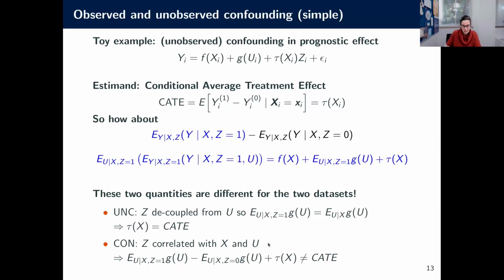This is essentially what this says. So when you try to subtract these two conditional expectations, you end up with a bias, which is the difference in expectations of g of u conditionally on z equal to 1 versus 0. And that's not equal to the conditional average treatment effect.